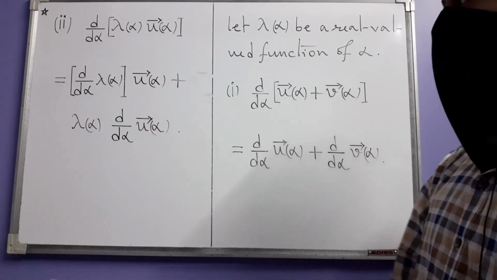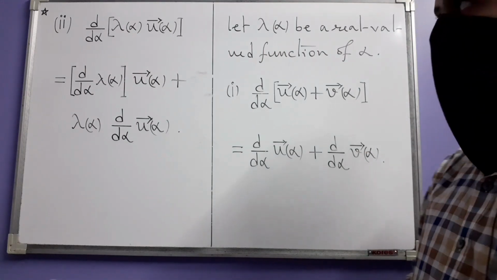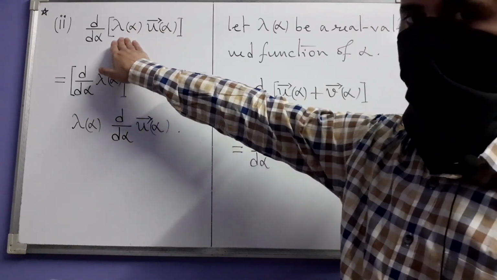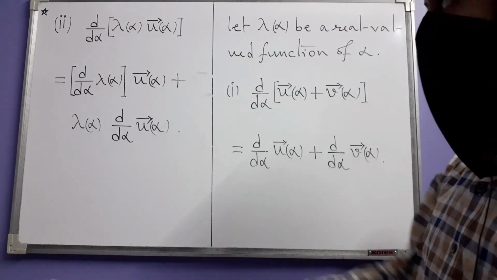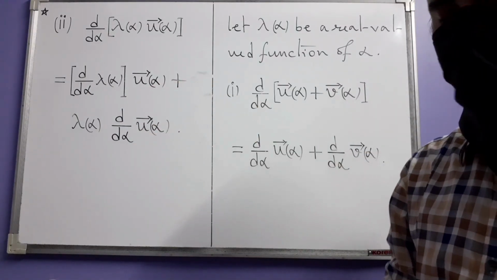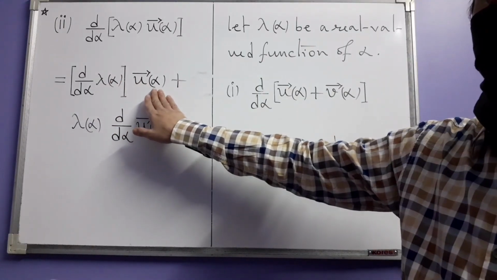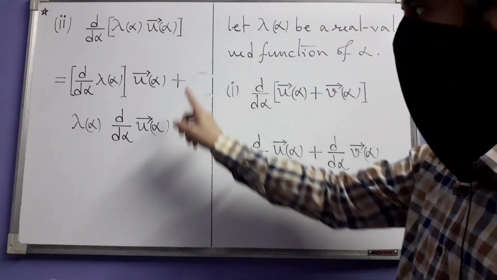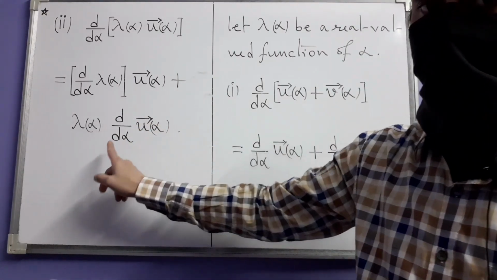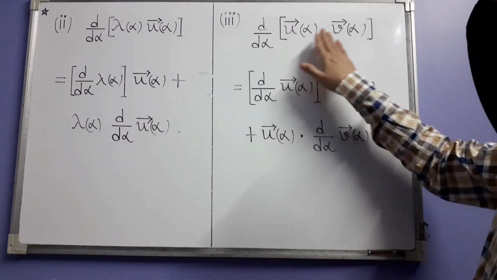Next, number 2, if the ordinary function lambda of alpha and u of alpha are both differentiable at alpha, then this scalar multiple of the vector function u by the scalar function lambda alpha is also differentiable at alpha, and its derivative is given by this. So this is like your product rule. You differentiate lambda, and with that you multiply this vector, keeping the vector as it is. That is one term, plus then in the other term you keep lambda as it is and differentiate the vector function.